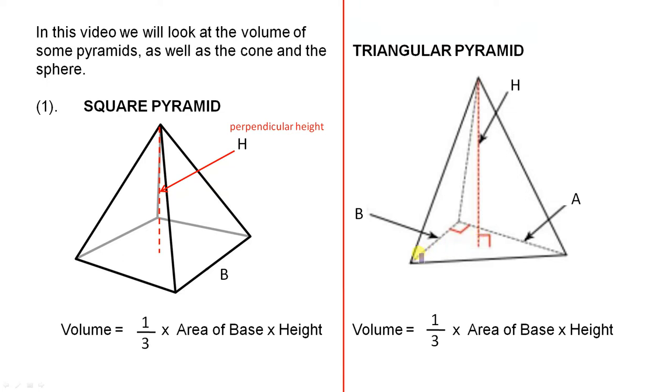So, for example, if we have that length there and that length, let's assume that's the base and that's the height, and that's a right angle, we can find the area of the base, there's no problem, because it's just a formula for the area of a triangle. There's the perpendicular height, so the volume will be 1/3 times the area of the base times the height. So it's the same formula in each case, you just have different shapes for the base.